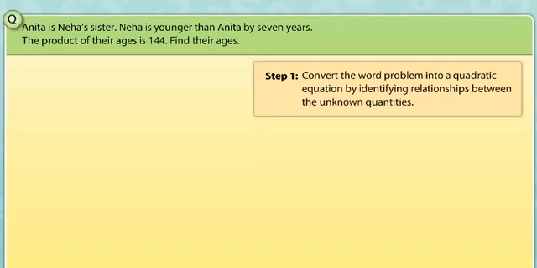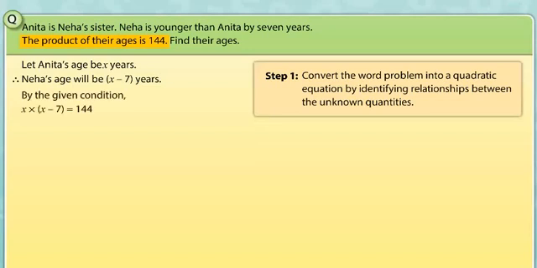In this case, both Anita's and Neha's ages are not known. But we are given that Neha is younger than Anita by 7 years. So, if we assume Anita's age to be x years, we can say that Neha's age is x minus 7 years. There is yet one more relation between their ages. We are given that the product of their ages is 144. We can thus say that the product of x and x minus 7 is 144. Now, we have a quadratic equation in x.